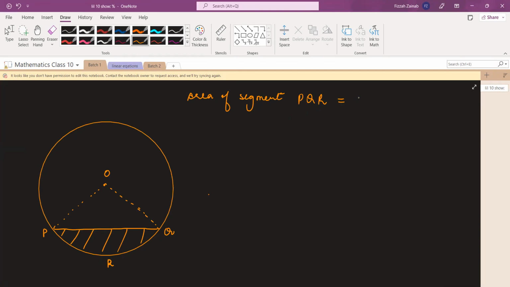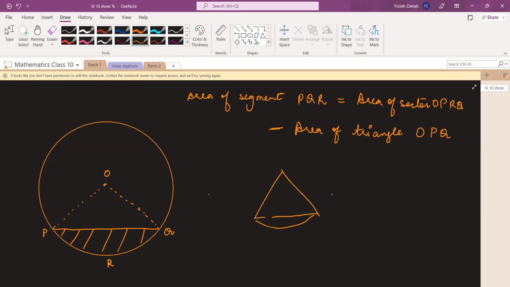Now, the area of the segment will be equal to the area of sector PRQ, or you can call it OPRQ, minus the area of triangle OPQ. Is that understood? I have this sector, and if I find the area of the complete sector and then subtract the area of the triangle, ultimately I'm left with the area of the segment. Is that understood now? Yeah, ma'am.